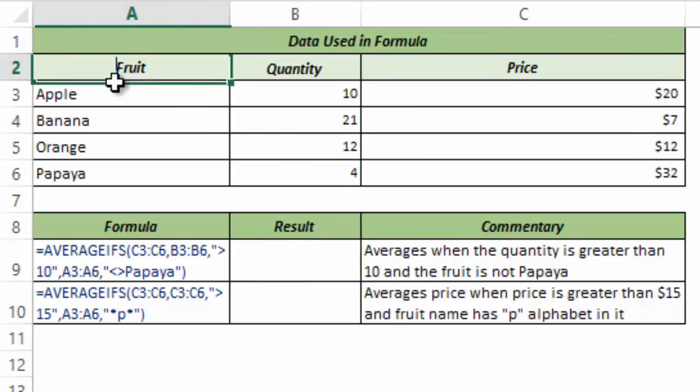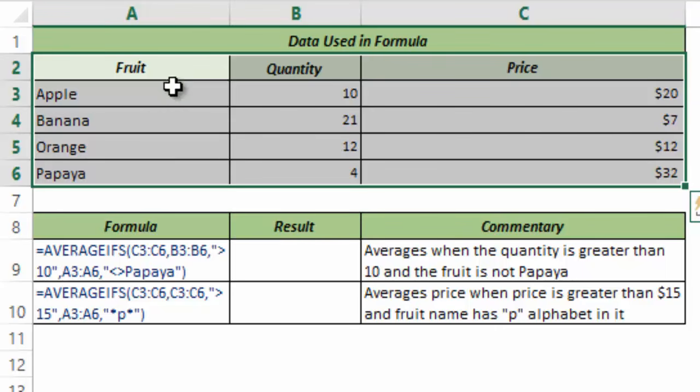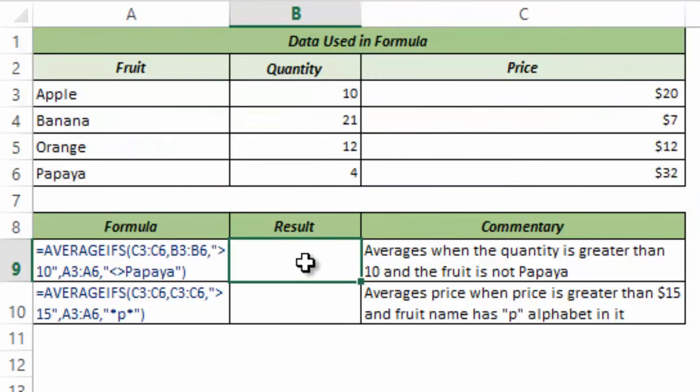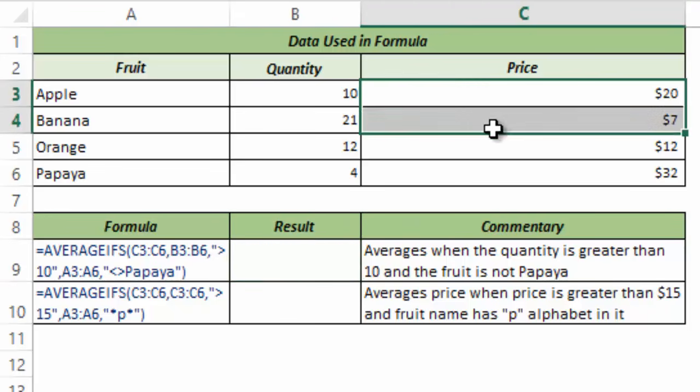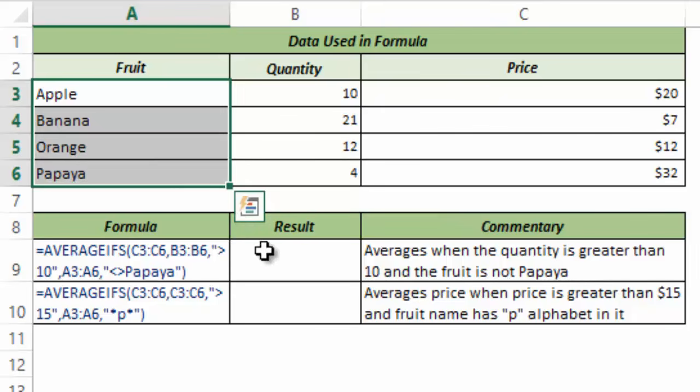I have some data here in cell A2 to C6. I have fruit's name, its quantity and its price. Now let me show you how to use average ifs. Say I have a condition where I want to find the average price when the quantity is greater than 10 and the fruit is not papaya.